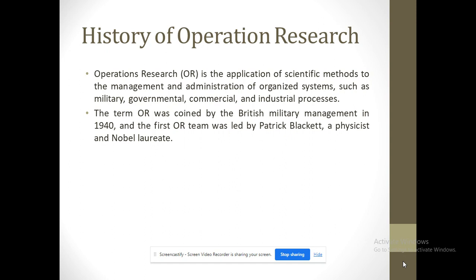History of Operation Research. The history of Operation Research is a fascinating subject that combines science and management. OR is the application of scientific methods to the management and administration of organized systems such as military, governmental, commercial, and industrial processes. OR helps managers and decision makers to solve complex problems and to achieve their goals using mathematical models, algorithms, statistics, and other tools.